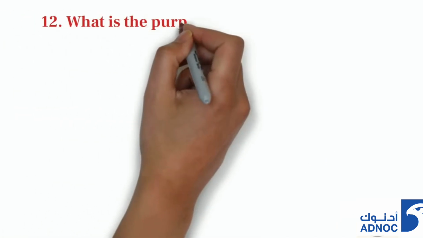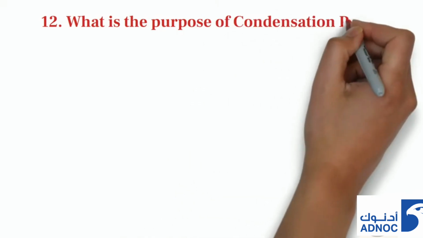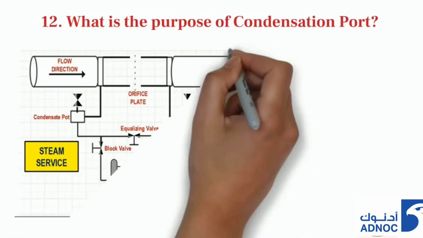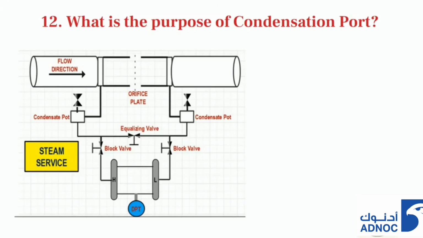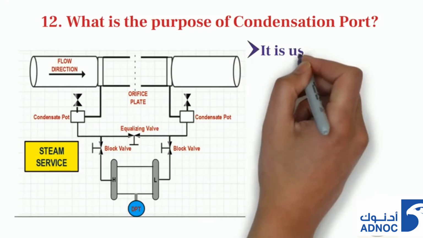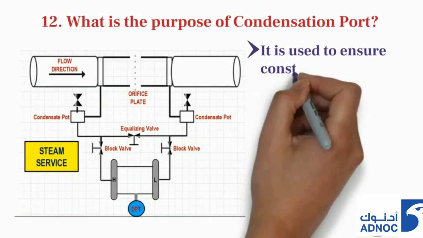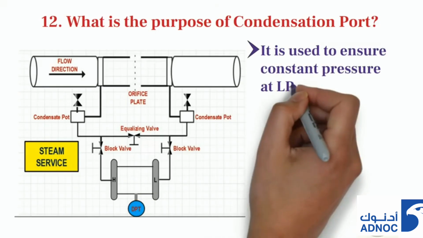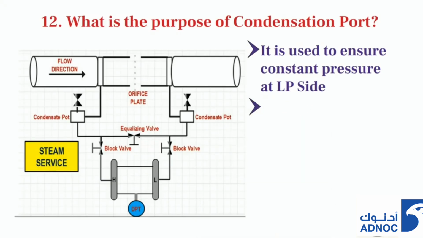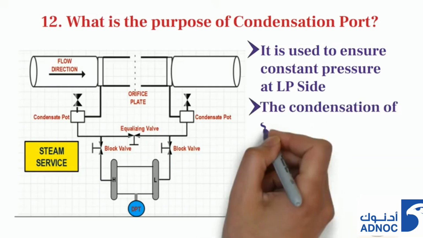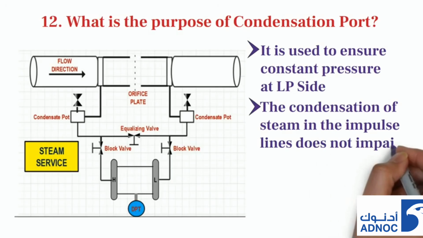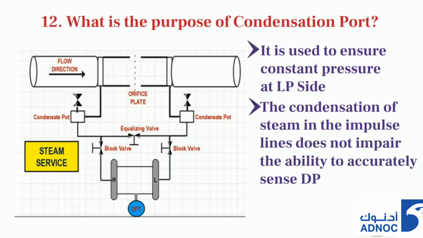Twelfth question is, what is the purpose of condensation port? There are mainly two applications of condensation port in steam service. First of all, condensation port is used to ensure constant pressure at low pressure side. Secondly, it ensures that the condensation of steam in the impulse lines does not impair the ability to accurately sense differential pressure fluctuations, and to minimize gauge line error.